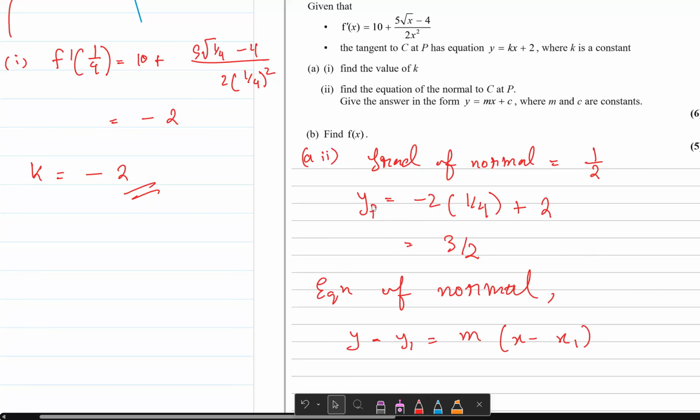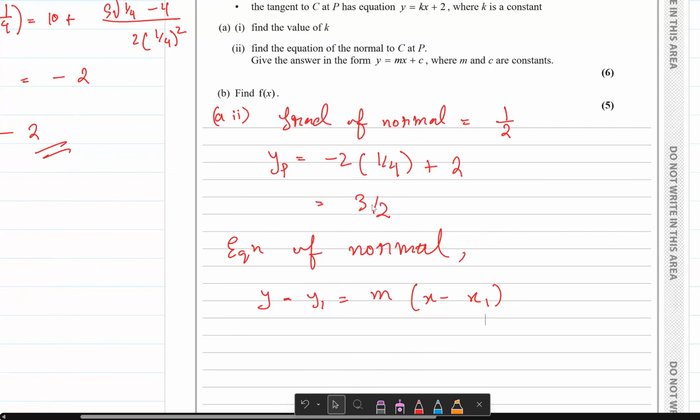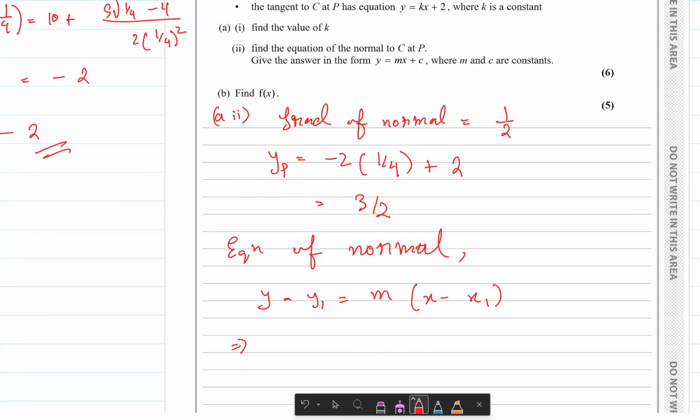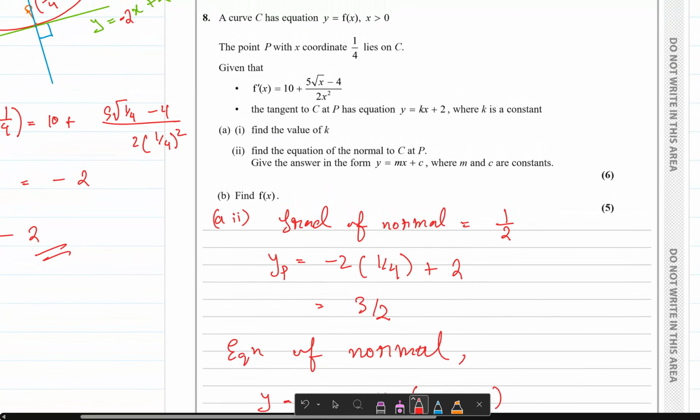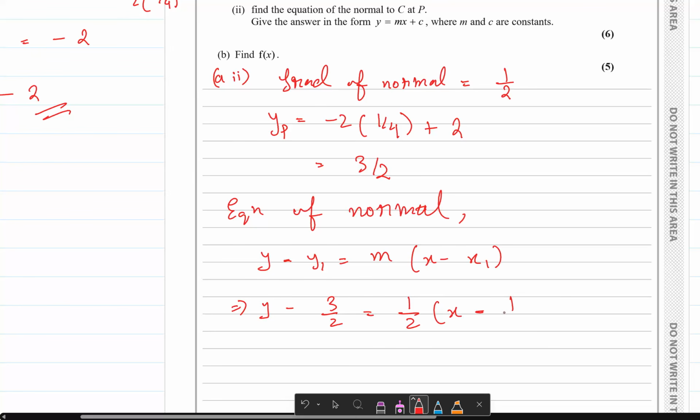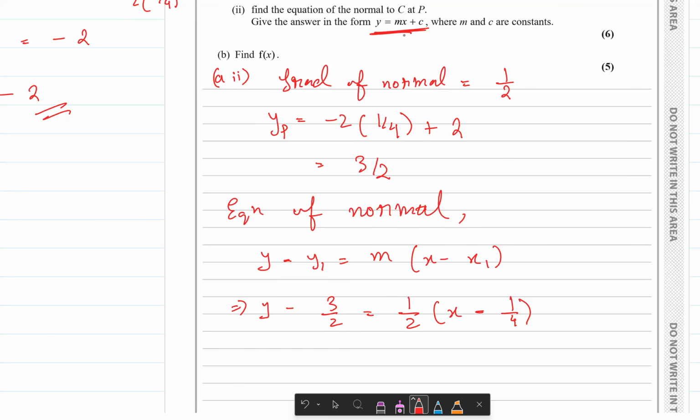You do not have to write this in your exam because this carries 0 marks. It literally doesn't carry any marks, but I am writing this to make it easier for you guys. So y minus 3 over 2, and our gradient is half, and the x coordinate of point P is 1 over 4. They have also asked us to give the equation in this format. So now all I have to do is basically simplify it.